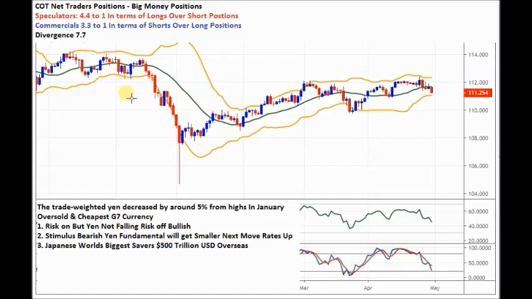Now, in terms of why speculators are so bullish and why the smart money is selling, if we take these notes down here: the trade-weighted yen, that's the yen measured against other major currencies, has decreased by around 5% from the highs in January. So it's oversold, and it's the cheapest G7 currency. Okay, so it's already oversold, and the bearish fundamentals for the yen have peaked.